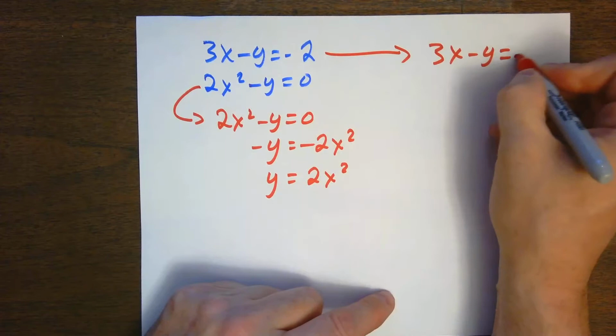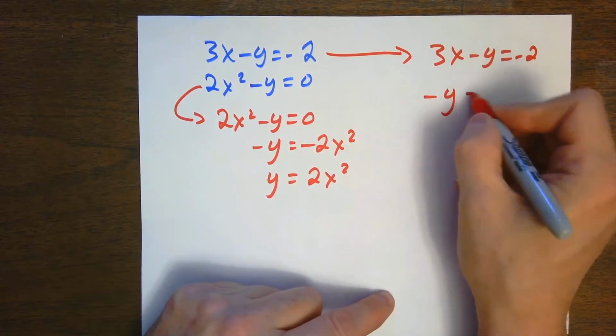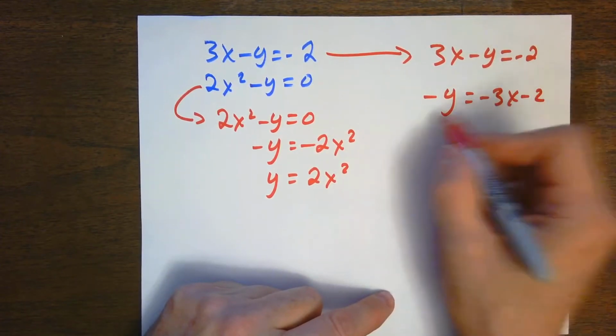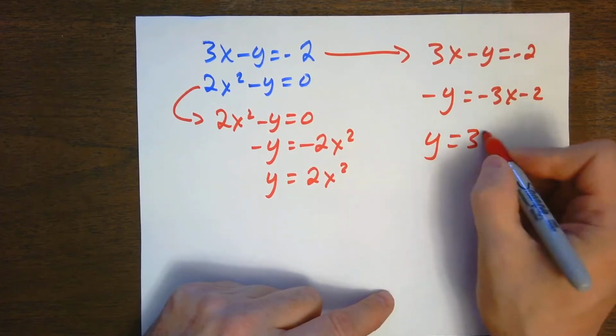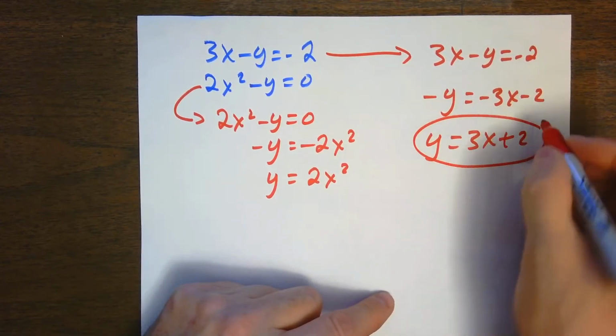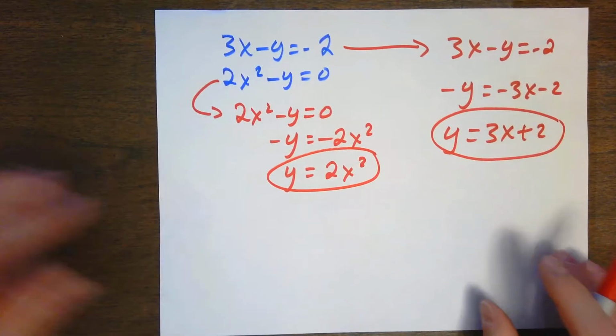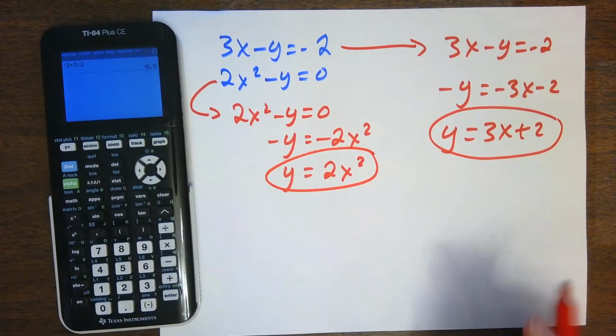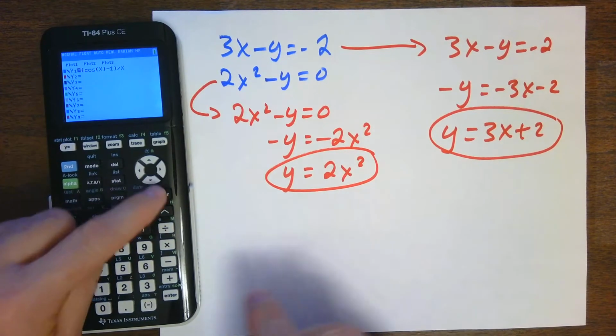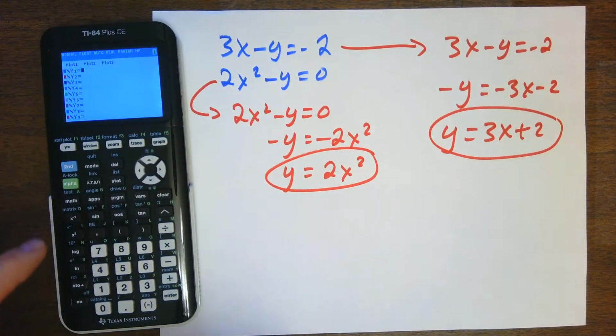3x minus y equals negative 2, subtract the 3x's. Negative y equals negative 3x minus 2, divide by negative, y equals 3x plus 2. So these are the two equations that I'm going to graph. One is a parabola and the other is a line. All right, so I go to my y equals, clear out the junk that's in there, and here we go.